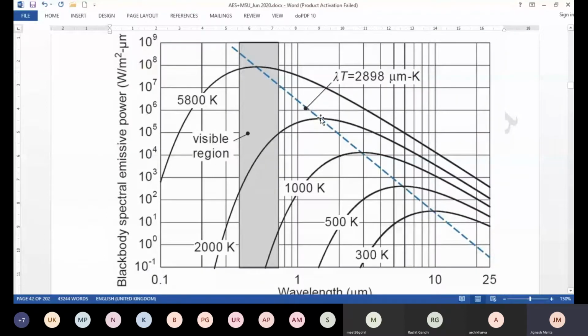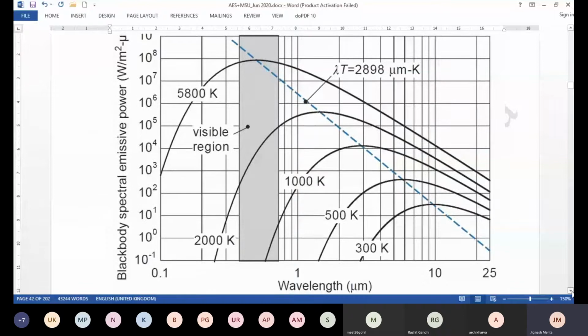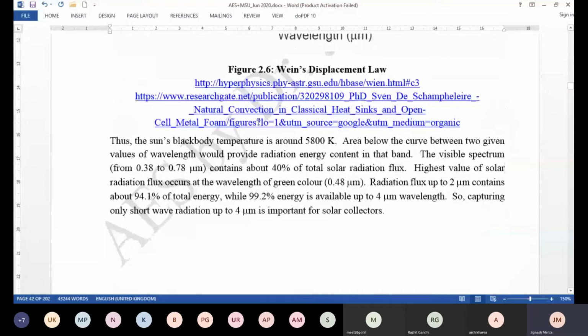If the temperatures are lower, then the peak shifts towards the right hand side, that is towards the higher wavelength, and also the value of the peak decreases. This is the visible spectrum, and the amount of radiation inside the visible spectrum is shown here. The visible spectrum is 0.38 to 0.78 micrometers, and 40% of solar radiation flux is inside this. So that's a very high percentage.